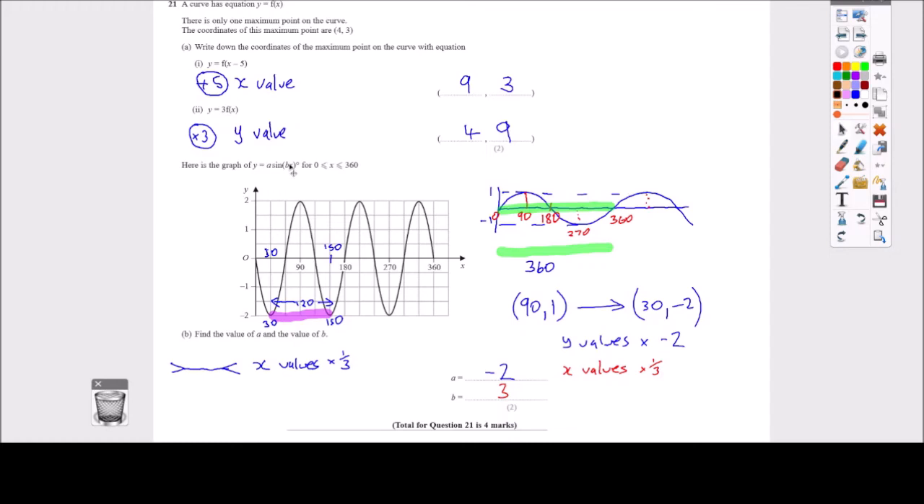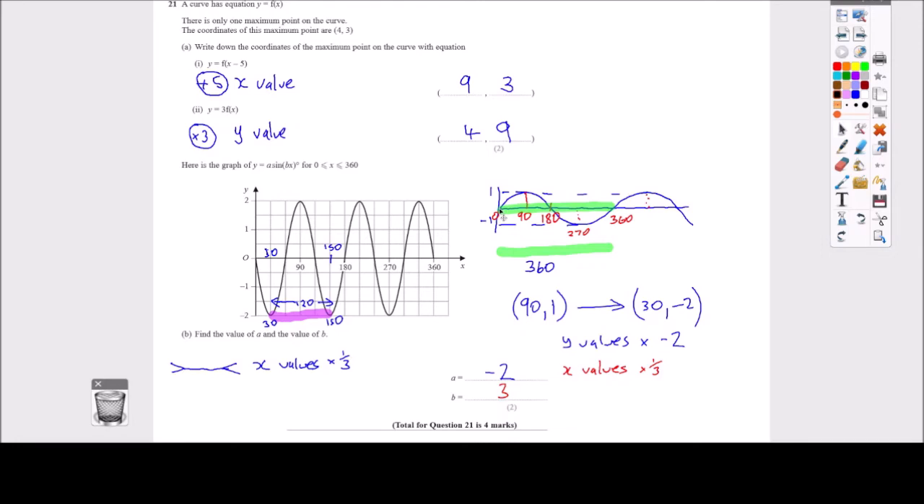So you'd kind of expect it to be a third in here in order to go from 90 to 30, but it's opposite to what you expect, so it's going to be 3. Having b being 3 means we multiply the x values by 1 over 3. Now, with regard to a, that's outside the function, that affects the y coordinates.